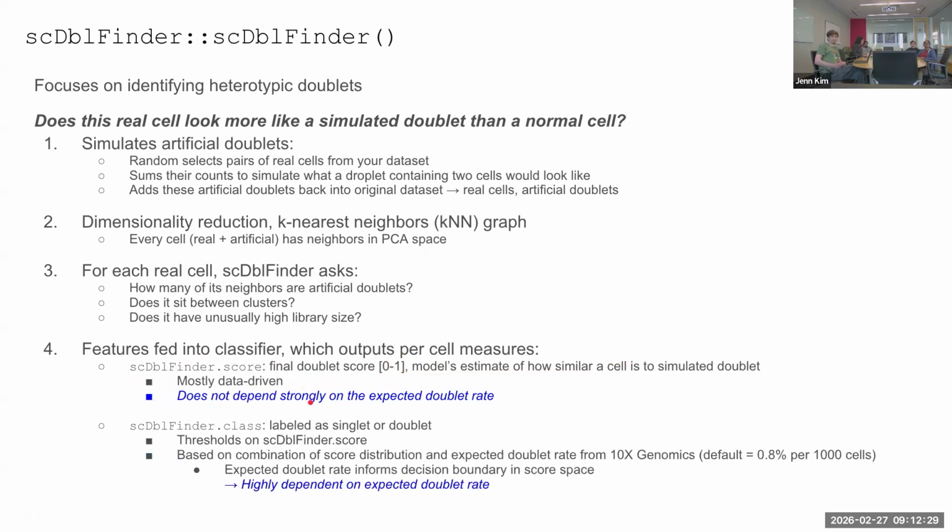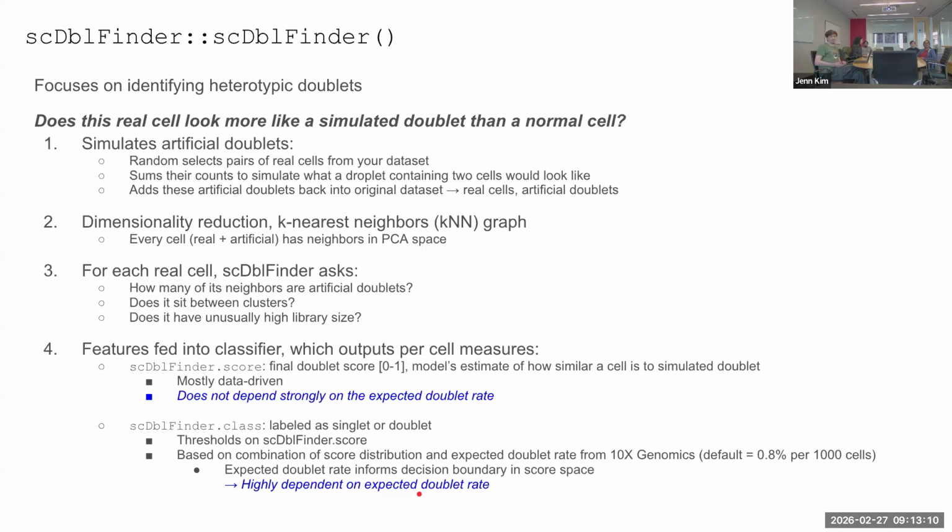Using these scDblFinder scores, they'll also apply a threshold to label each cell in your data set as a singlet or a doublet. This is based on a combination of the score distributions as well as an expected doublet rate from 10X Genomics. Within the package, the default is 0.8% per 1,000 cells. In other words, the expected doublet rate from the technology informs the decision boundary in this score space. So this is highly dependent on this expected doublet rate, which we talked about earlier, could be influenced by a lot of different technical experimental variables.